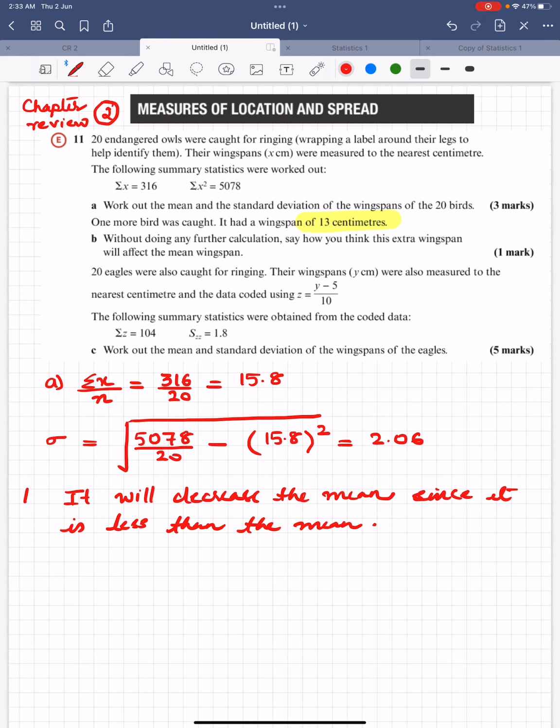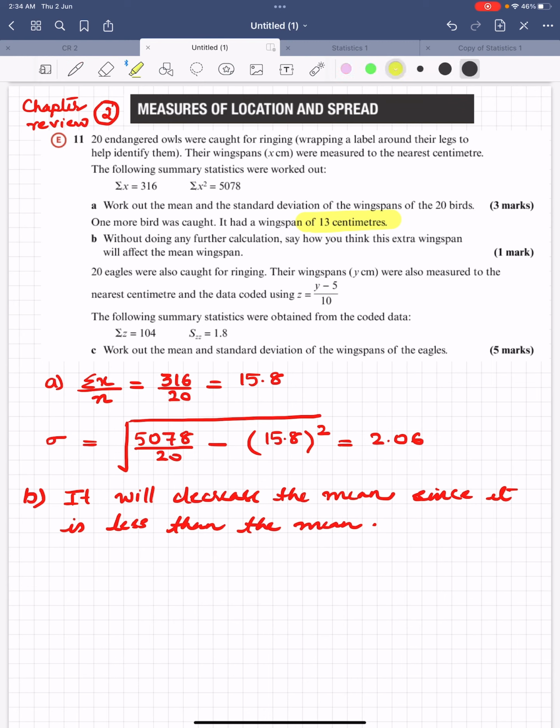Then part C, 20 eagles were also caught for ringing. Their wingspans y centimeters were also measured to the nearest centimeter and the data coded using formula z is equal to y minus 5 divided by 10. The following summary statistics were obtained from the coded data. We have sigma z is 104, SZ is 1.8. Work out the mean and the standard deviation of the wingspan of the eagles.